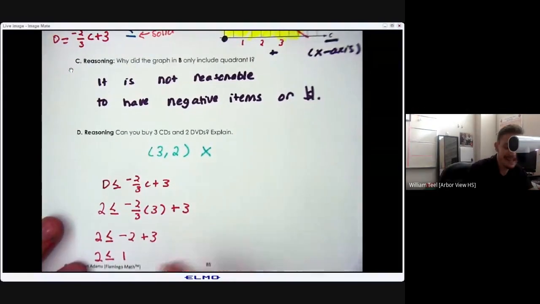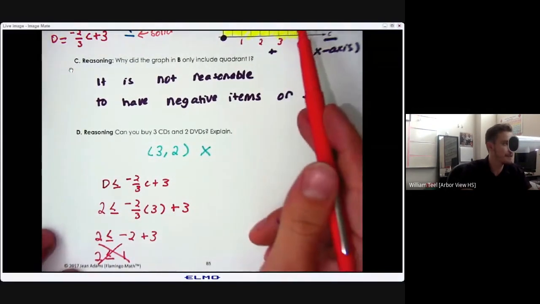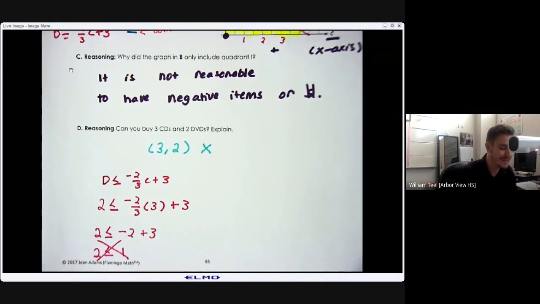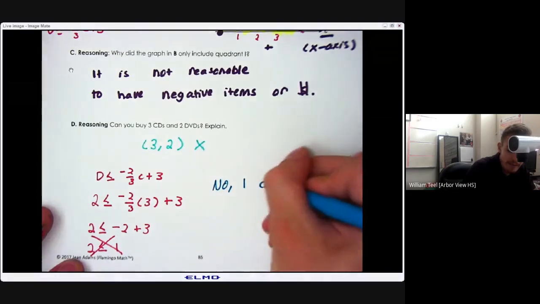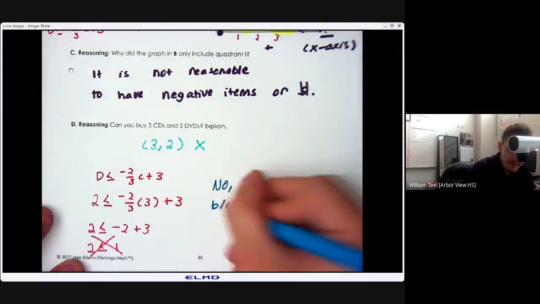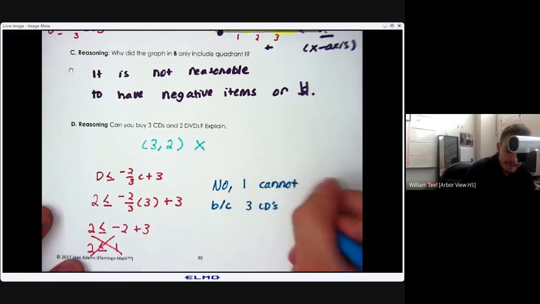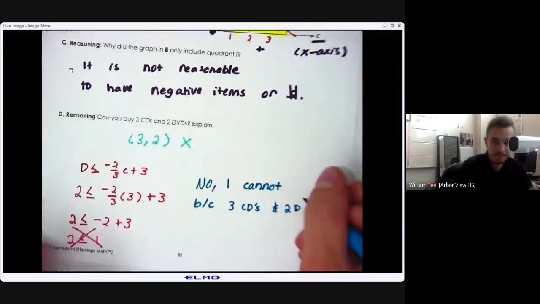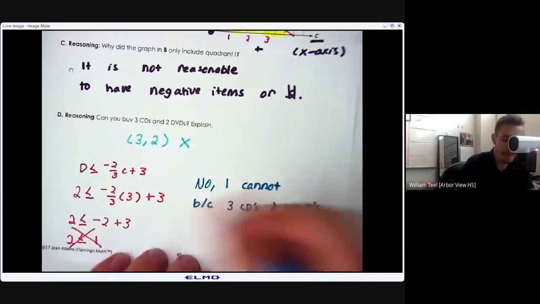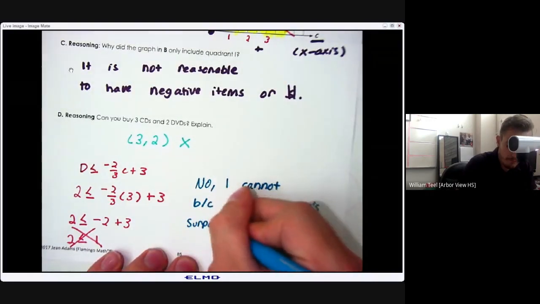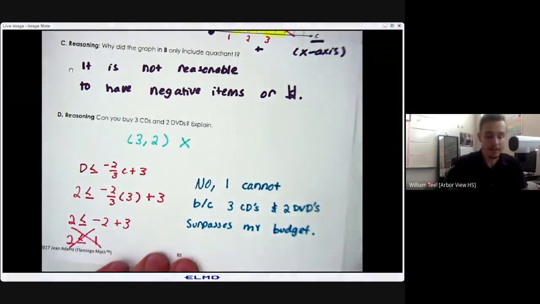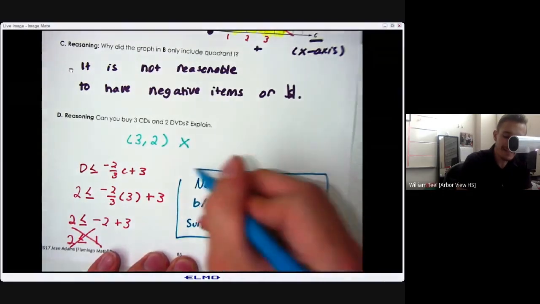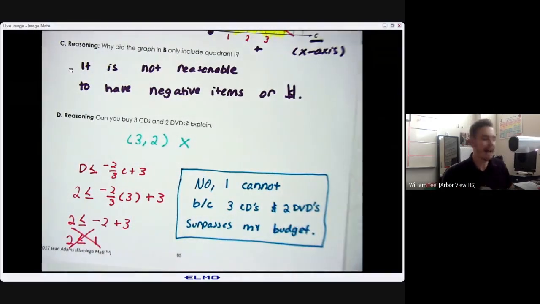So for that reason, since that's not true, and because it doesn't fall within the solution set, that means that 3, 2 is not an acceptable ordered pair, so I cannot buy 3 CDs and 2 DVDs because I don't have enough money. So no, I cannot, because 3 CDs and 2 DVDs surpasses my budget. Okay, so this is going to be the answer here. No, I cannot buy 3 CDs and 2 DVDs because it surpasses my budget. I do not have enough money for it.